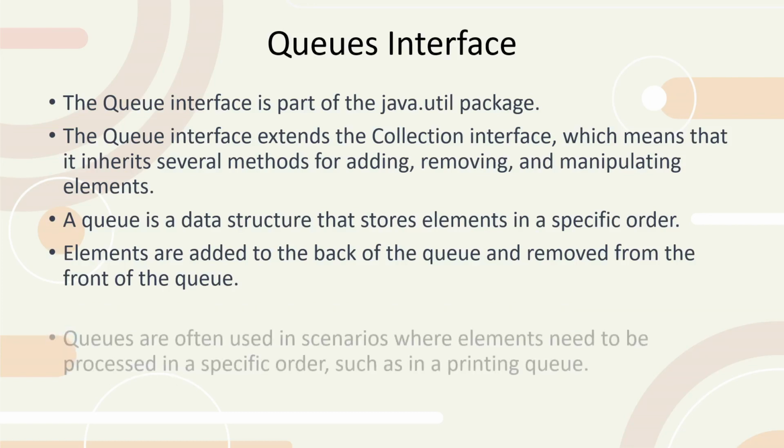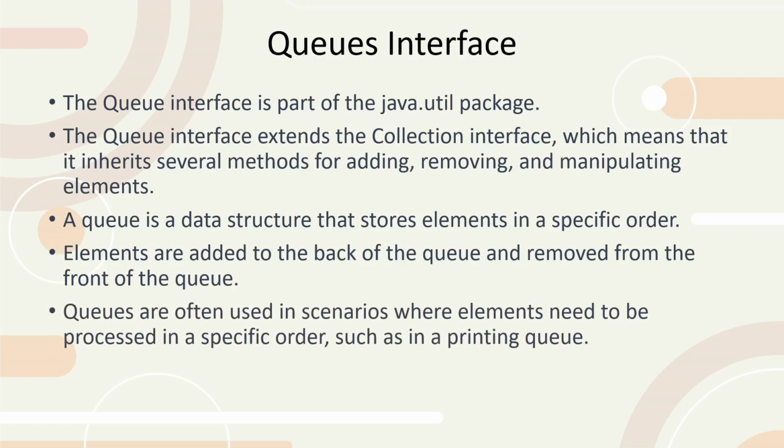The Queue interface is a part of the java.util package. The Queue interface extends the Collection interface, which means that it inherits several methods for adding, removing, and manipulating the elements. Queue is a data structure that stores elements in a specific order. Elements are added to the back of the queue and removed from the front of the queue, meaning first in, first out. Queues are often used in scenarios where elements need to be processed in a specific order, such as printing in a queue.